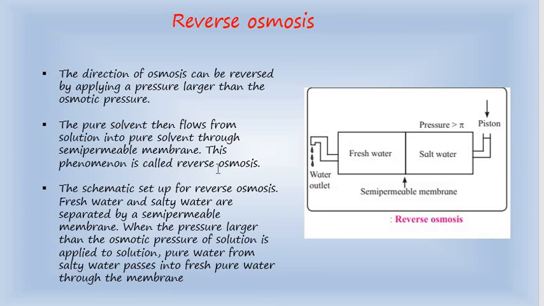Alright, this is the schematic setup for reverse osmosis. Fresh water and salty water are taken in two parts separated by a semi-permeable membrane, and when pressure larger than the osmotic pressure of the solution is applied to the solution, the pure water from the salty water passes to the fresh water through the semi-permeable membrane, and the process is called reverse osmosis. Thank you.